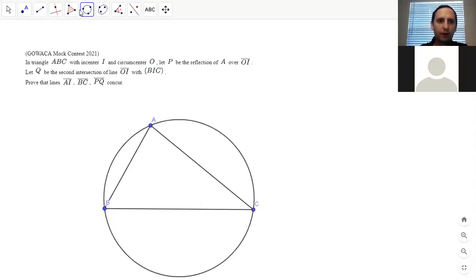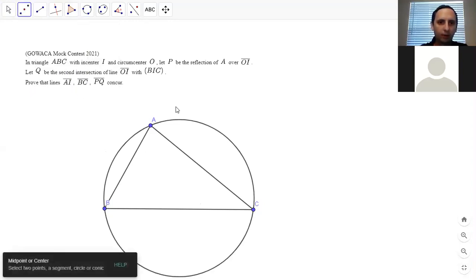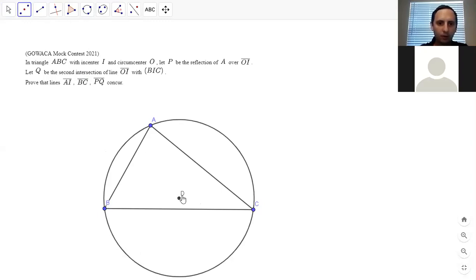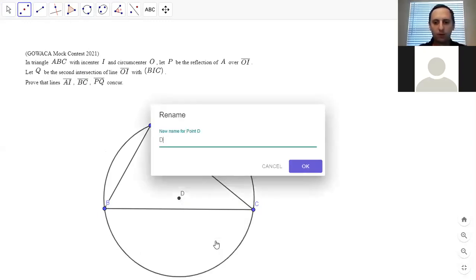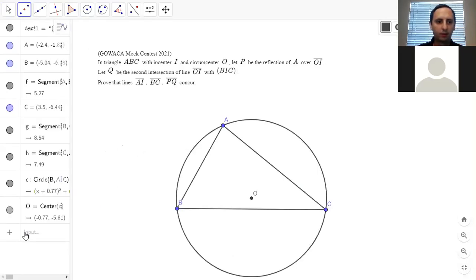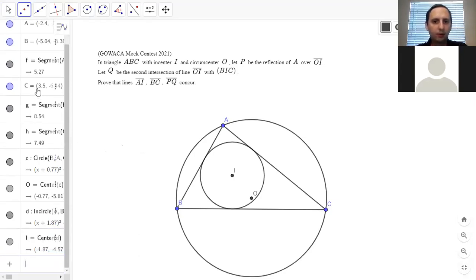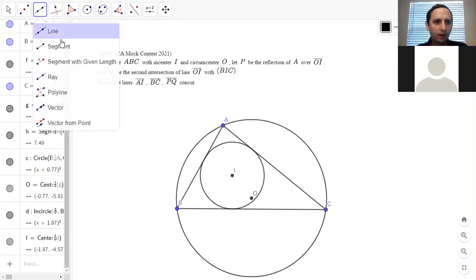The incenter is I and the circumcenter is O. So I'm going to draw the circumcenter. That's O. And I'll draw the incenter. For that, I have to use the algebra tool, or at least that's the fastest way that I know of. P is the reflection of A over OI.